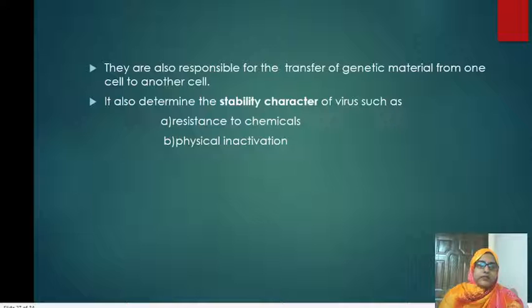It also determines the stability character of the virus, which means it stabilizes the virus. It produces resistance in the virus against disease. Like if the virus is attacked with a chemical, then that envelope provides resistance against that chemical. The virus will not die with that chemical. For example, as in today's situation, you can see that COVID-19 is at its peak, and that disaster is due to coronavirus. That virus is very resistant, very stable in nature.